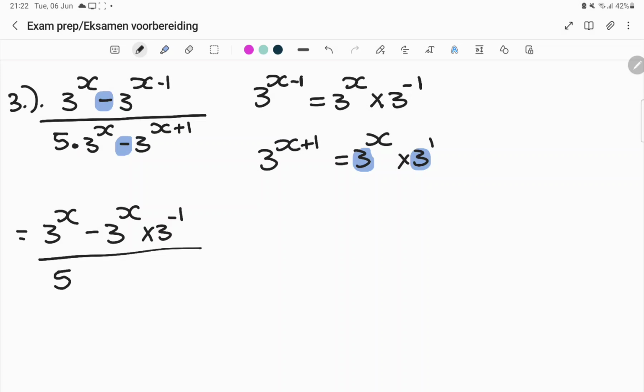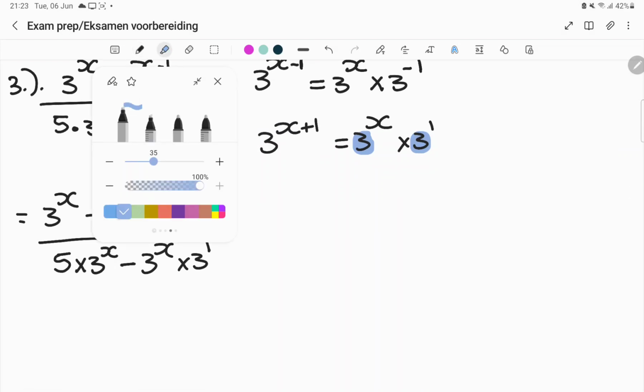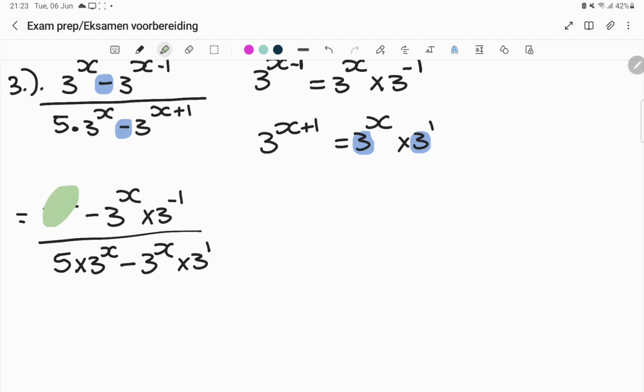Remember, a point in mathematics means multiply, so 5 times 3 to the power of x minus 3 to the power of x times 3 to the power of 1. Now I'm going to check if I have a common factor. In fact, here I have 3 to the power of x, here I have a 3 to the power of x. So I'm going to take out a 3 to the power of x, and if I remove this one and I remove this one, I can see that I'm left with a placeholder 1 minus 3 to the power of negative 1.